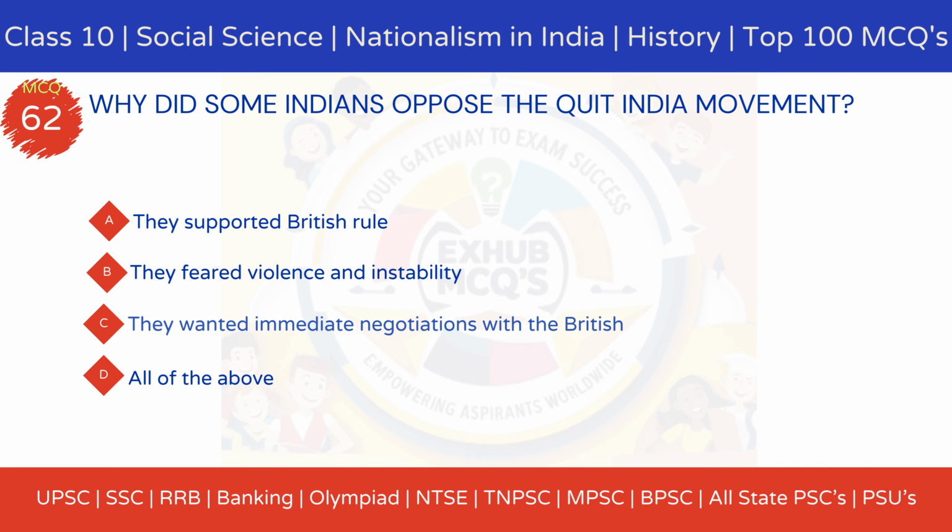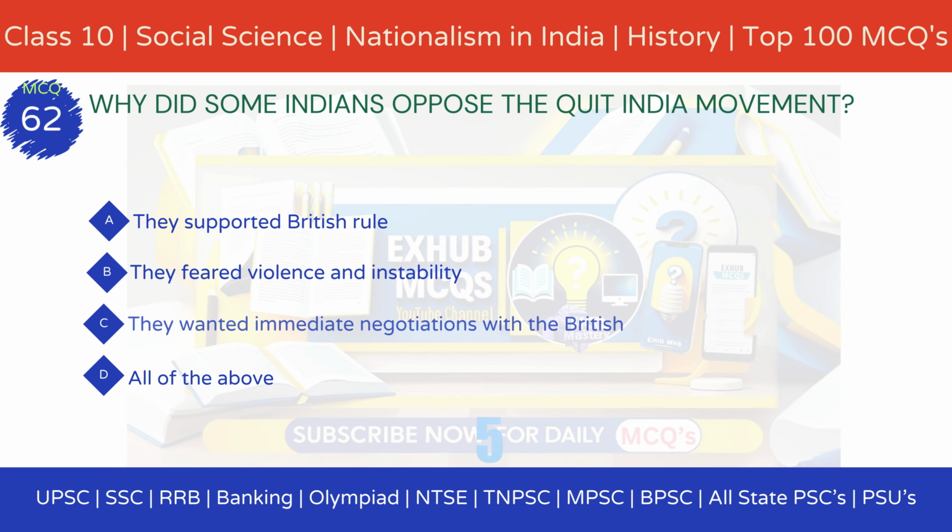MCQ 62. Why did some Indians oppose the Quit India movement? Option A. They supported British rule. Option B. They feared violence and instability. Option C. They wanted immediate negotiations with the British. Option D. All of the above.